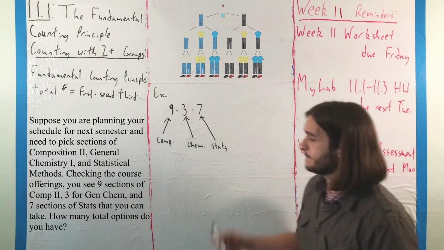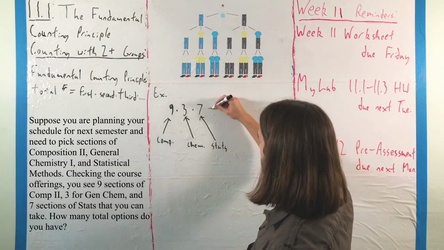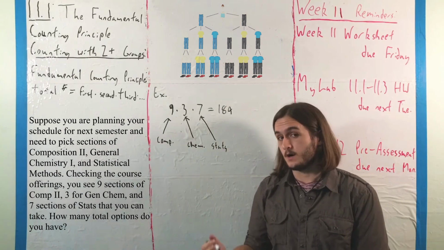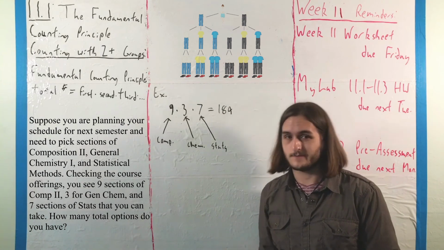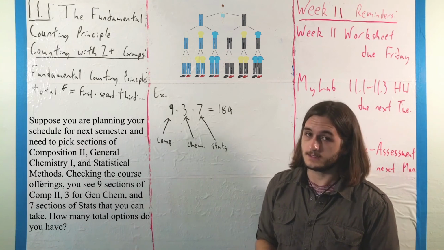Long and short of it is, when we take all this, we multiply them together, and we will get a total of 189 potential course offerings for the next semester, at least for these 3 in particular. Can't speak to the other classes you may want to take.